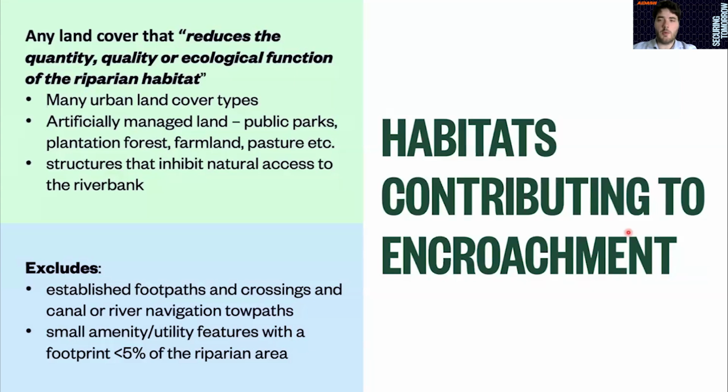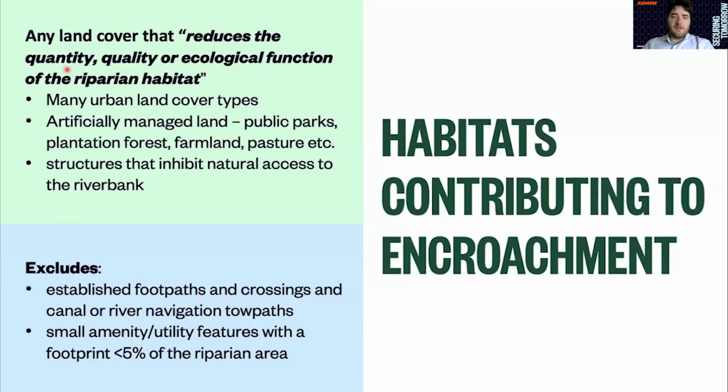So most of the urban habitats in the BNG metric will fall into this category, unless they're very small, these kind of very small amenity utility features that have a footprint of less than 5% of the riparian zone. But broadly, sealed surfaces, unsealed surfaces, walls, etc. But also any artificially managed land. So public parks, plantation forest, farmland, pasture, football field, anything that is artificially managed land is going to count towards something that impacts the ecological function of that riparian habitat or the quality of that riparian habitat.